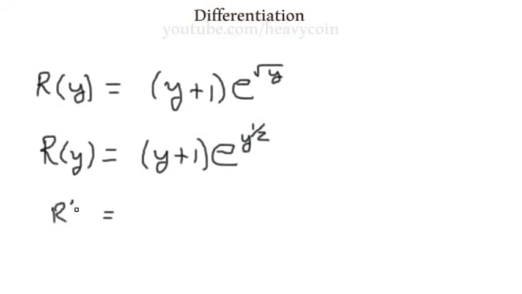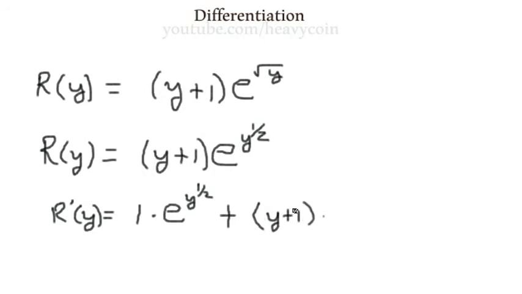So r prime of y. I'm going to take the derivative of this y plus 1 first. The derivative of y plus 1 is just 1. Derivative of y is 1, derivative of 1 is 0, times e to the y raised to the half, plus, and then I'm going to rewrite y plus 1 times, now I'm going to take the derivative of e raised to the y to the half. So that means I'm going to take the derivative of the exponent and bring it out front.